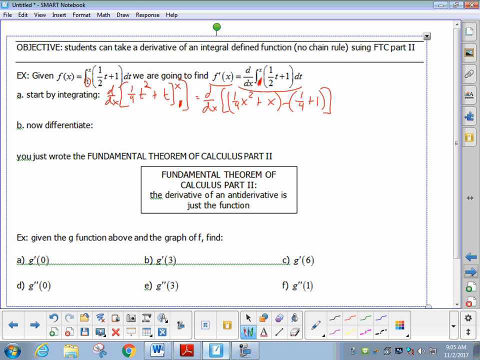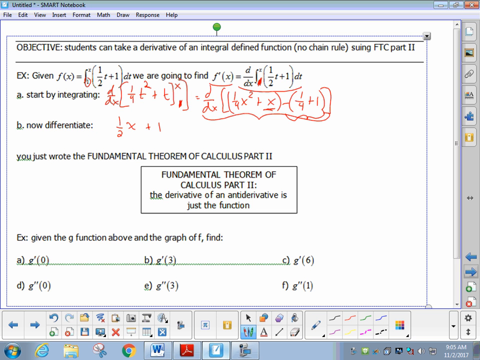All right. Now I could clean up inside, but I don't need to because now I'm going to take the derivative of the inside. If I take the derivative of the inside, what's the derivative of 1/4 x squared? 1/2 x. What's the derivative of x? 1. And what's the derivative of all this constant stuff? 0.